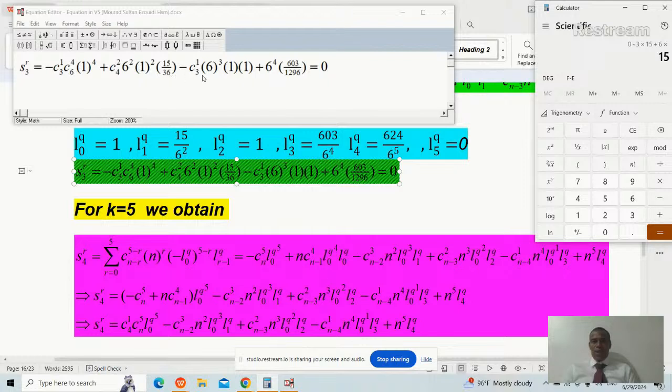Minus 3 times 216, minus 3 times 216, plus what, learners? You see this one? 6 raised to the power 4 divided by 6 raised to the power 4 is 1, plus only 603, plus 603. Therefore, the value of S3, learners, is 0. Okay, I will close this parenthesis.